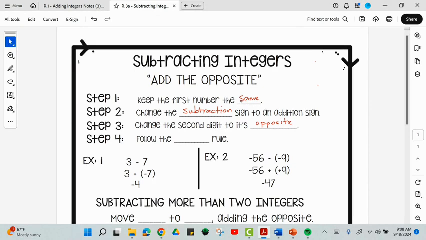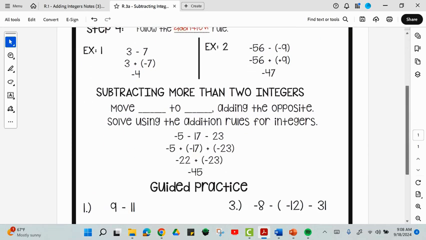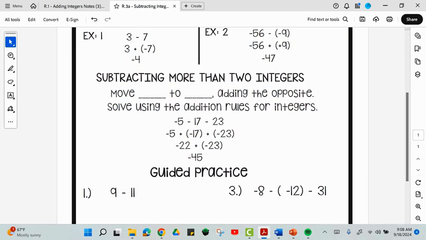And then step 4, we want to follow the addition rule. So in the last video, we did the addition rule. So once we change it to addition, then it works just like that. Now, sometimes you have more than two integers that need to be subtracted, and it's going to work exactly the same as addition. So you're going to move from left to right. And then you're going to add the opposite and then solve using the addition rules for integers.